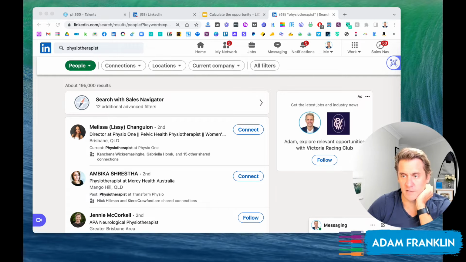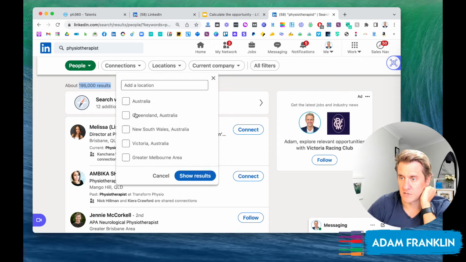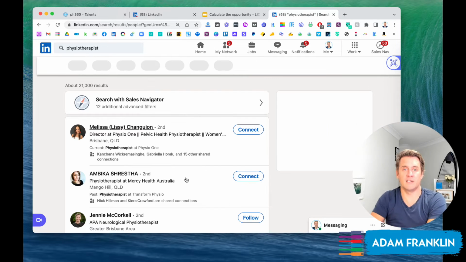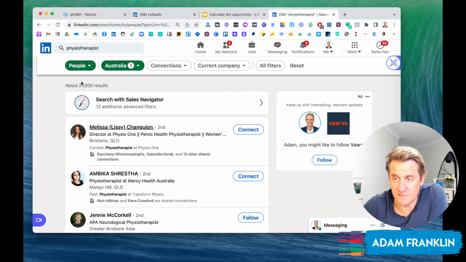And so when you filter by people, you'll see that there's 195,000 results, which is huge, but it's also a bit daunting. So the other thing we want to do is just filter it then by the location. So say you want to see how many physiotherapists there are on LinkedIn in Australia. That gives you 21,000 results. All right, so that seems pretty reasonable.